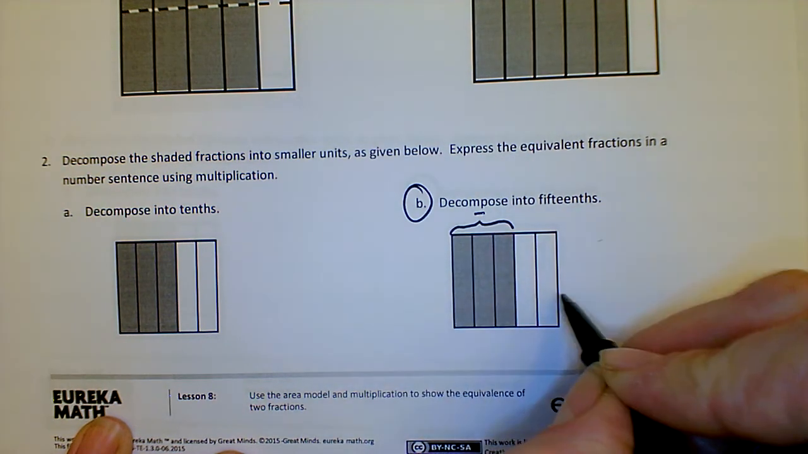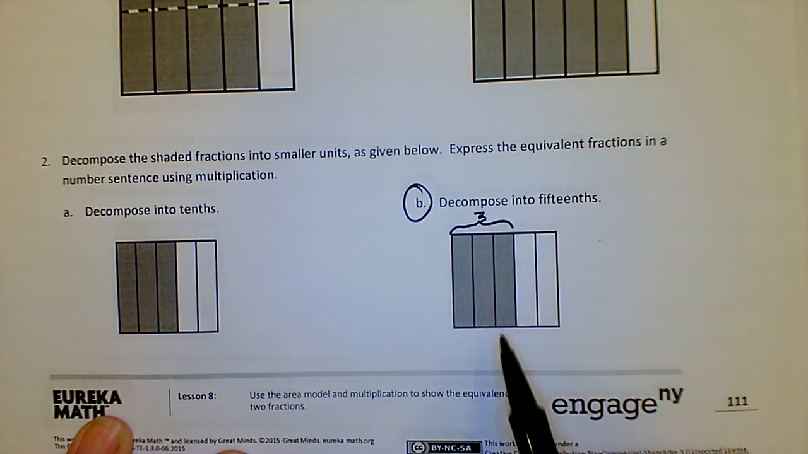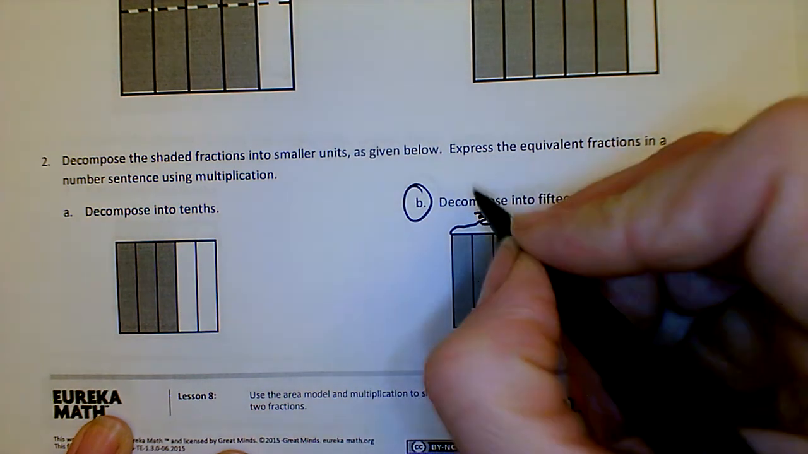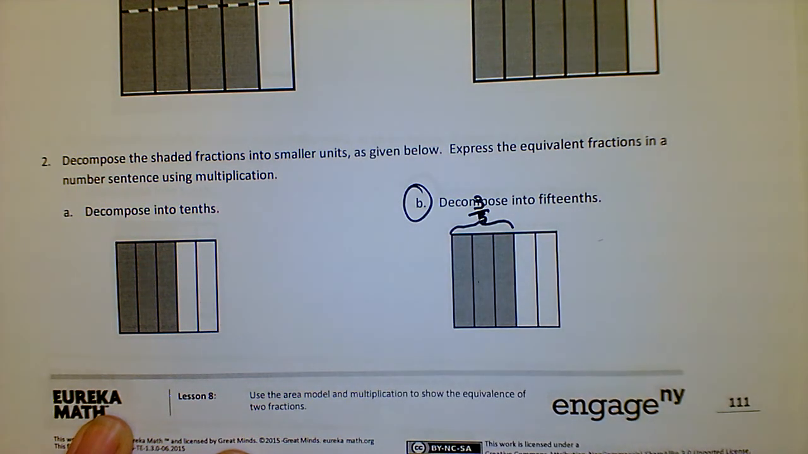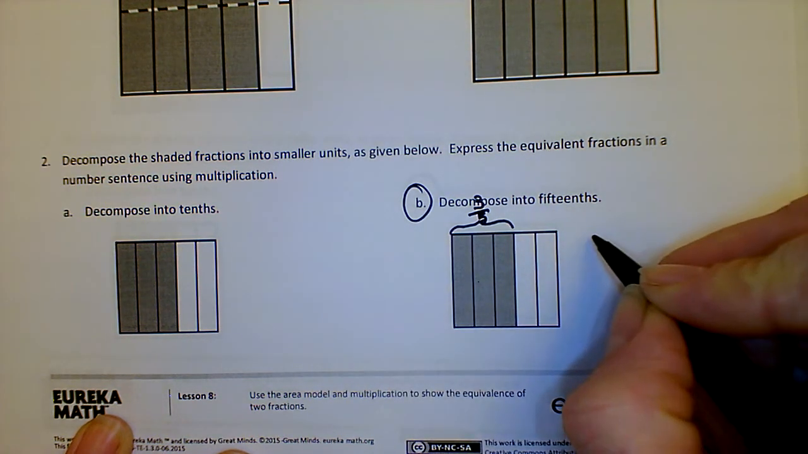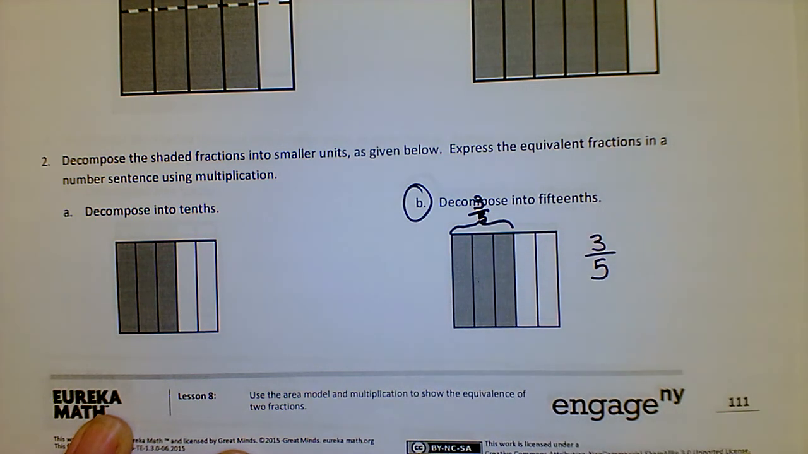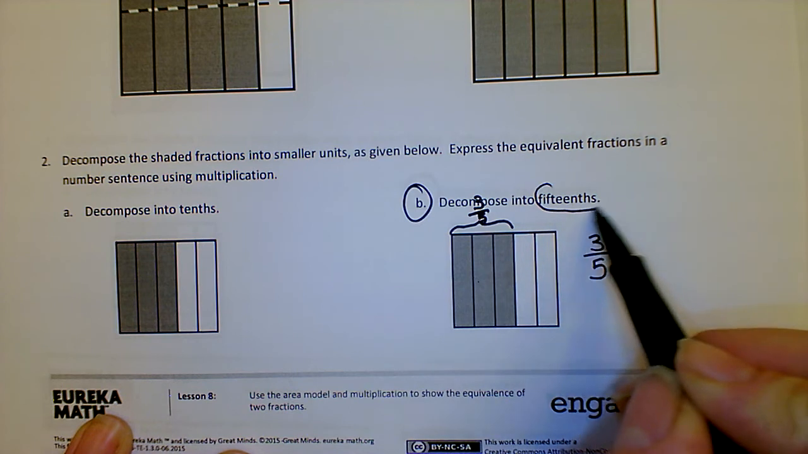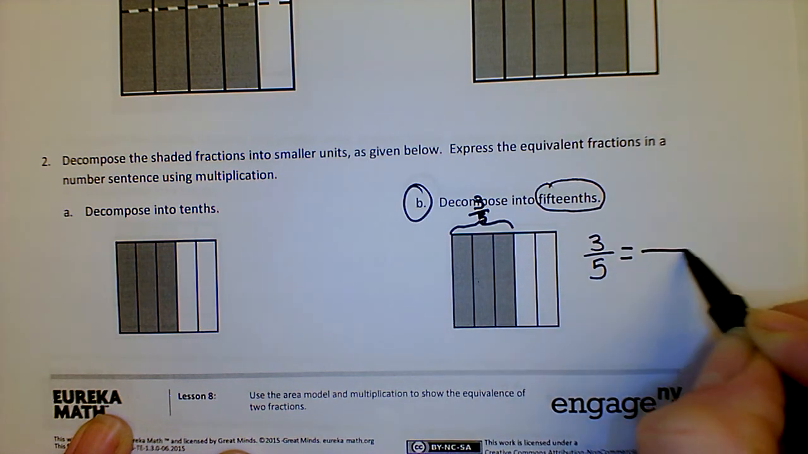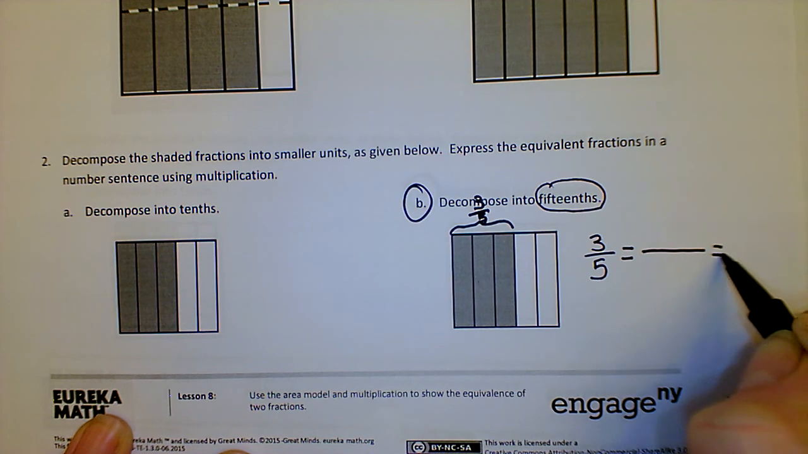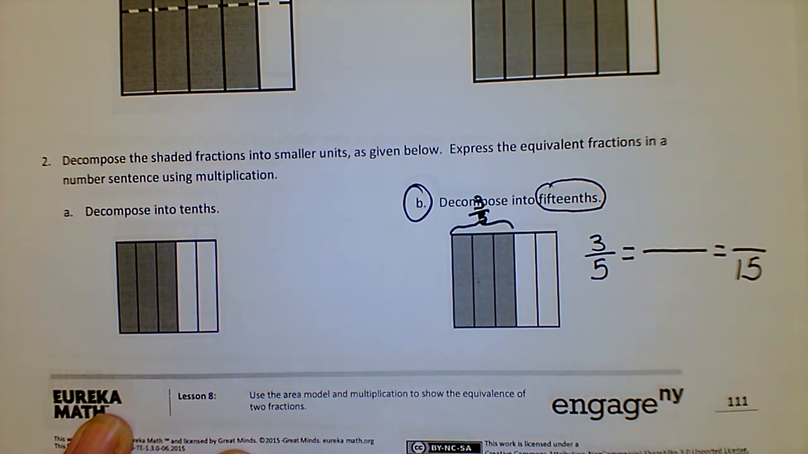So again, my denominator is the number of pieces that make up the whole, 1, 2, 3, 4, 5. And my numerator is the number of pieces we have, 1, 2, 3. So I know you can't really see that. So that says 3/5. So I'm going to go ahead and write that over here for us, so that we have a spot to do our number sentence. And now it says that we have to decompose into 15ths. So again, I'm going to go ahead and write where we're going to put our number sentence. And I know that I have to decompose it into 15ths.